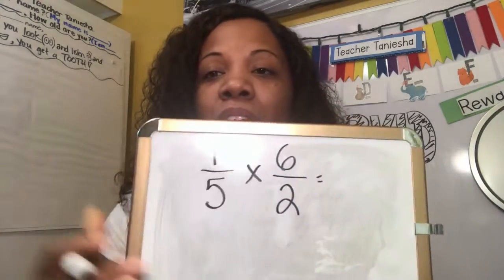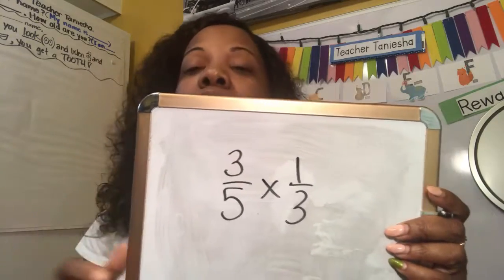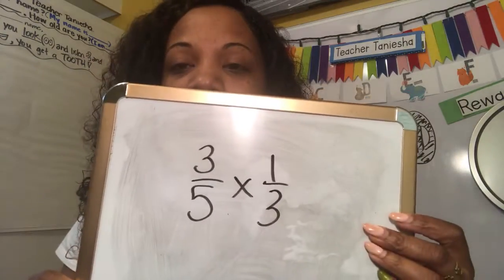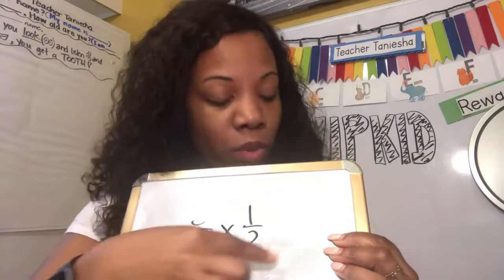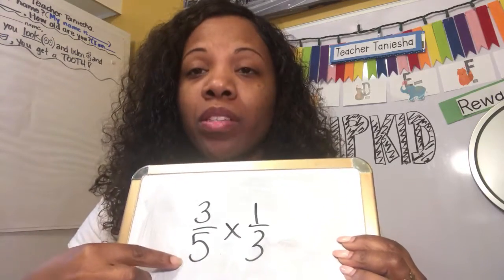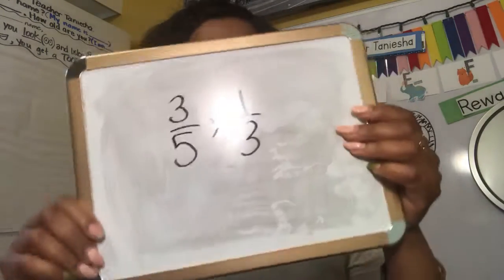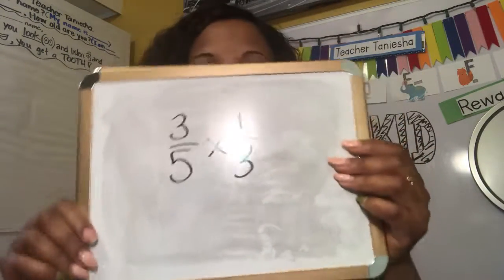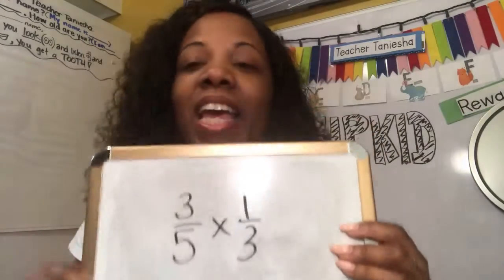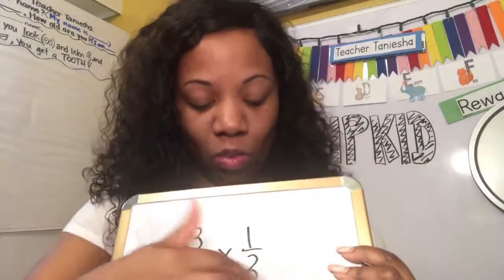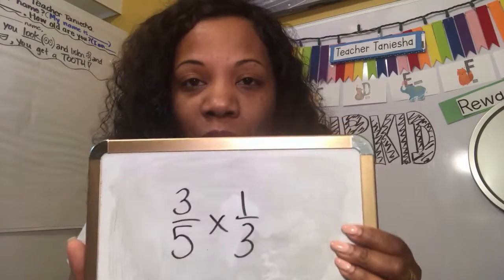Okay, let's try another. So let's look at this one. When I multiply this fraction by this fraction, will my product be greater than 3/5 or will it be less than 3/5? Without solving. If you said that it's going to be less, you are correct because we are multiplying by a fraction that's less than a whole. Okay?